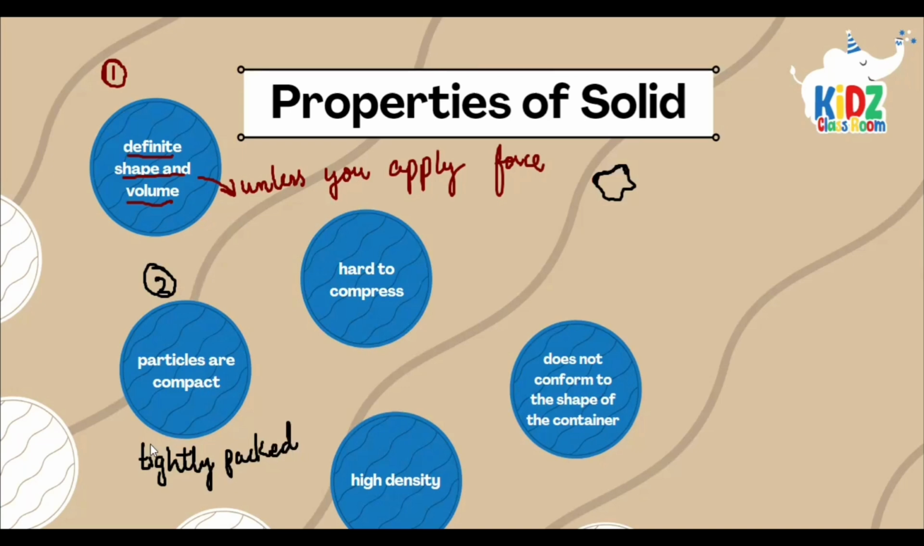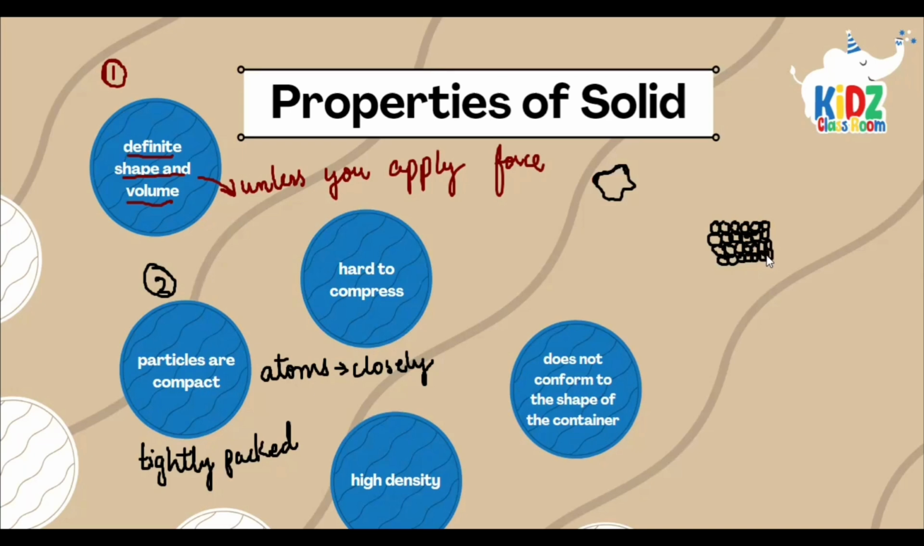Tightly packed means the atoms in solids are very closely packed together. They don't have space to move. So let me draw an example of it. These are the atoms in a solid, and this is the arrangement of atoms in a solid. They don't have space even to move. They cannot move.